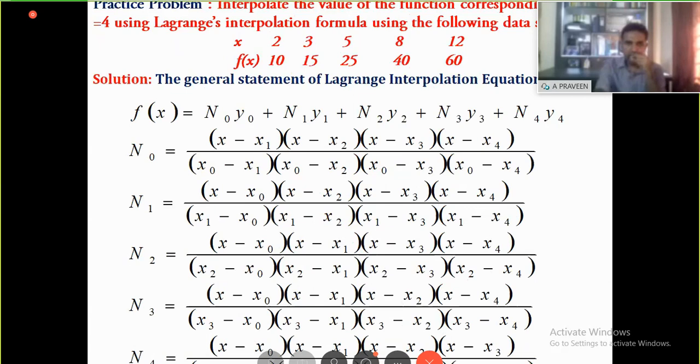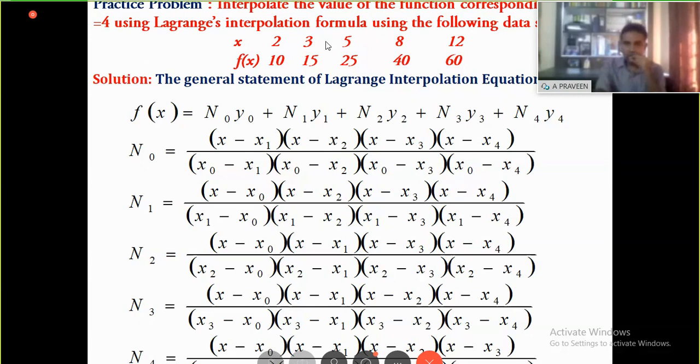You see x equals 2, 3, 5, 8, 12. Corresponding values of f(x) are given: for x equal to 2, f(x) is 10. For x equal to 3, f(x) is 15. For x equal to 5, f(x) is 25. For x equal to 8, f(x) is 40, and for x equal to 12, it is 60. You have to get the value at x equal to 4, somewhere here.